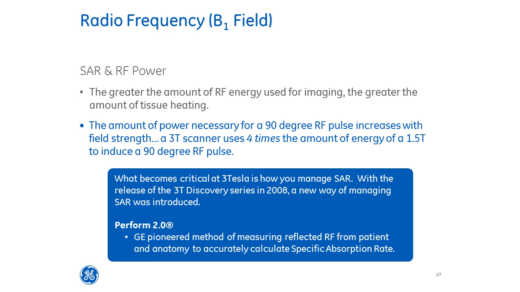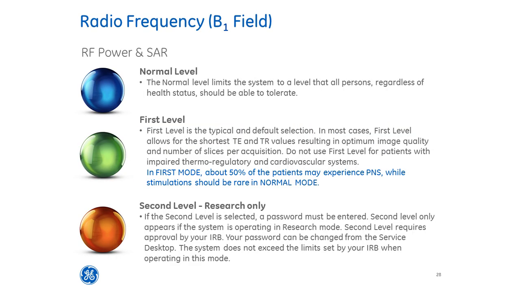Perform 2.0 provides SAR management so the exam does not slow down by breaks to allow the tissue to cool down. The limitation of SAR and the RF deposited in the patient is a user-controlled variable. This variable also controls the gradient output as well. There are 3 levels. The first level is normal. This lower limit sets the parameter thresholds such that all patients, regardless of health status, can tolerate.